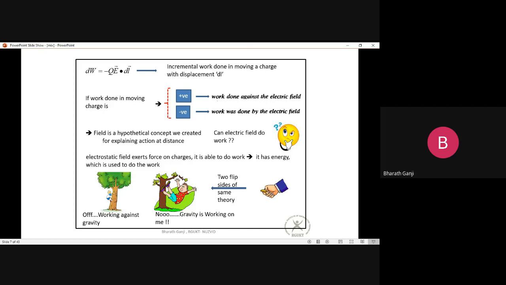So if you ask, అంటే ఇక్కడ చూడండి, ఇక్కడ దీన్నే రెండు విధాలుగా అనుకోవచ్చు. I can say that I have done work here, so my work was positive. Okay, or I can say the work done by the gravity was negative, but here I can say the work done by the gravity is positive and the work done by me was negative. Okay, so you need to understand that thing.